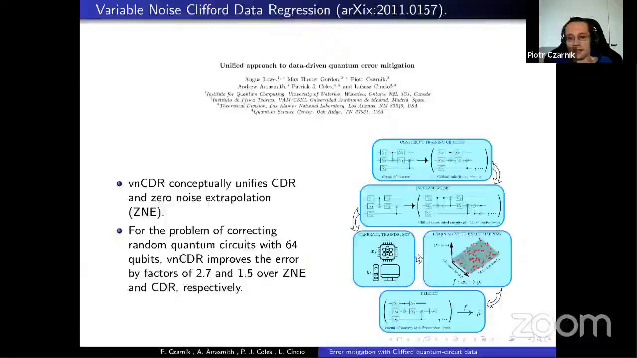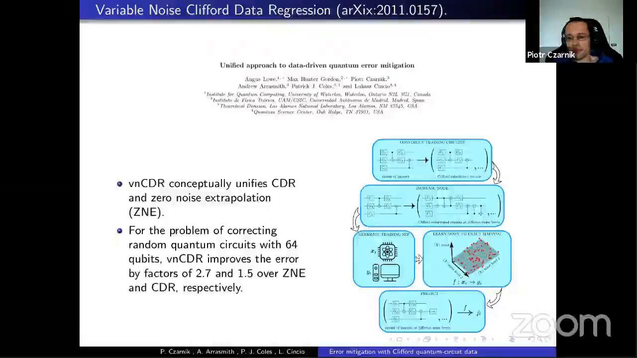In that respect, the method resembles zero noise extrapolation, as zero noise extrapolation also looks into circuits with different noise levels. Furthermore, when we have our final ansatz, which we use to correct the noisy expectation values, the ansatz is again inspired by zero noise extrapolation. Just to give you one result from this paper, it turns out that consistently the new method outperforms both Clifford data regression and zero noise extrapolation in all numerical benchmarks which we performed.